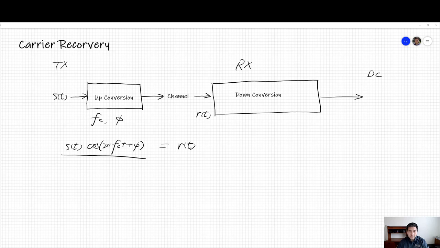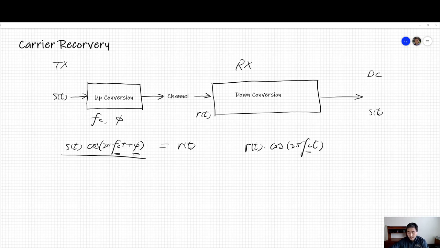At the downconversion part, what we want to do is recover the transmitted signal s(t). Ideally, I can do r(t) multiplied by cosine 2 pi fc t. That's downconversion. Then we do a low-pass filter and keep the DC part, filtering out the high-frequency part at 2fc. Of course, the problem here is that I also need to know the phase phi, as well as the carrier frequency used at the transmitter.